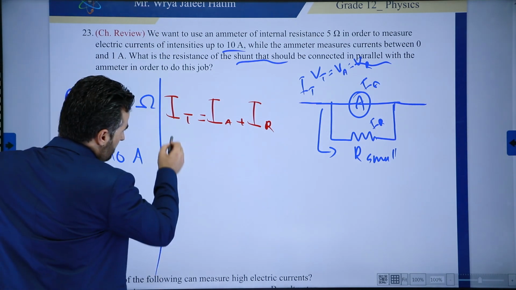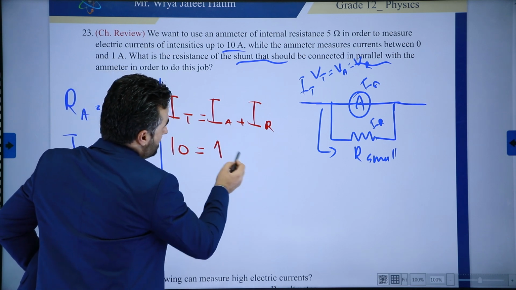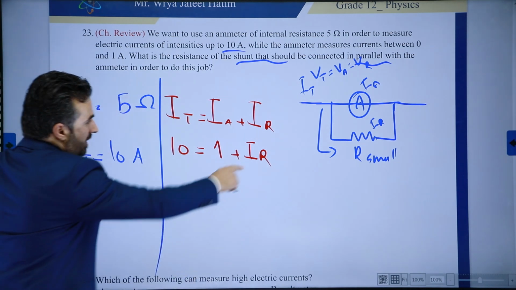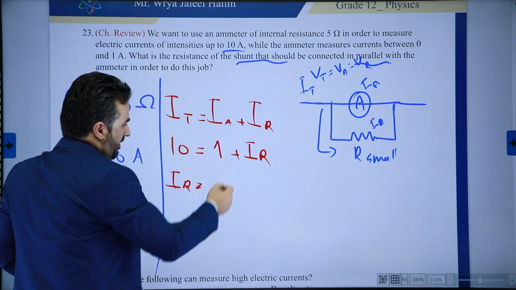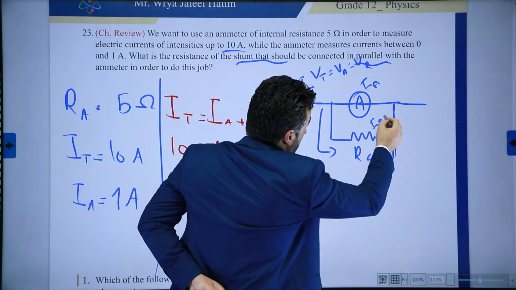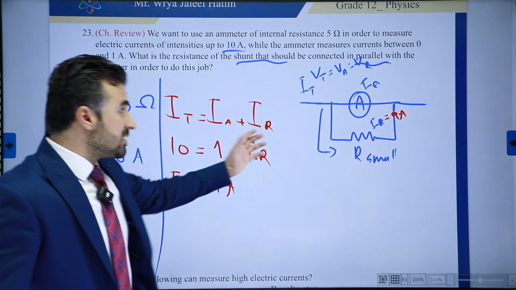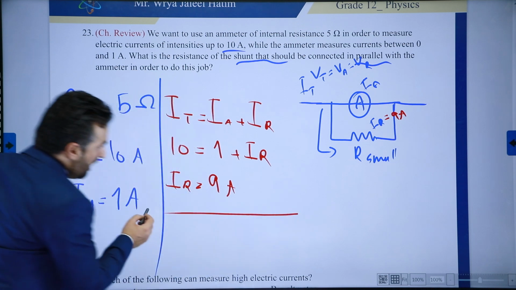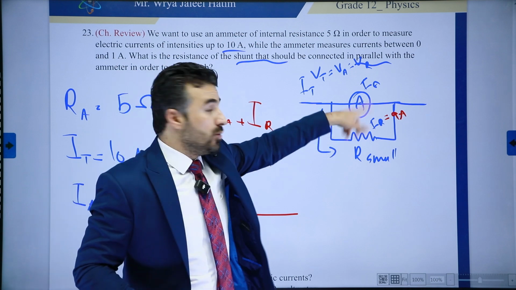So I total is basically, we said, 10 amperes. The I on the ammeter is basically 1, yeah? So plus I on the resistor, because we don't know the value for this one. If you take this one to the other side, it becomes 10 minus 1, that is going to be 9 amperes. So now we know one thing, that the current here is going to be 9 amperes. Now, if you know this one, of course, the remaining part is going to be easy enough. That is the first part, yeah? So now we do know the current for each one of these, yeah?